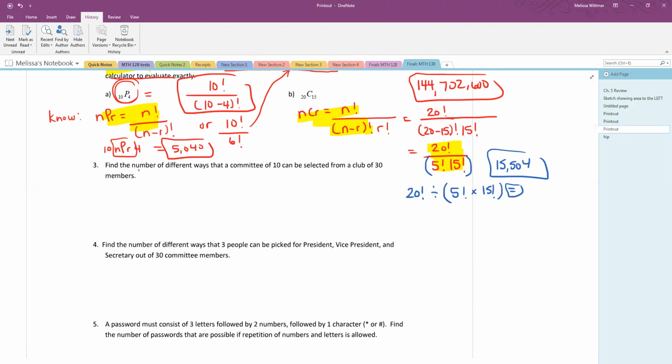Okay, so question 3. Find the number of different ways that a committee of 10 can be selected from a club of 30 members. So this is just a counting question, and notice that we have two values, 10 and 30. In these problems, the larger number will always be n and the smaller number will always be r. Next question. Are we placing these committee members into positions? Or if we're not, then order doesn't matter.